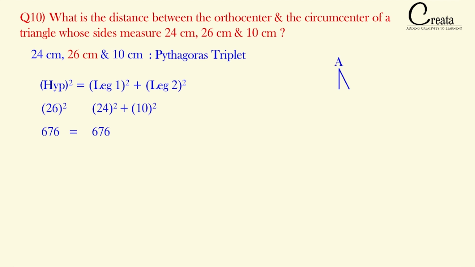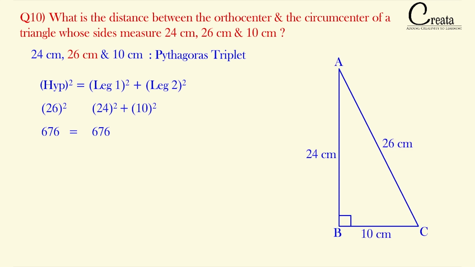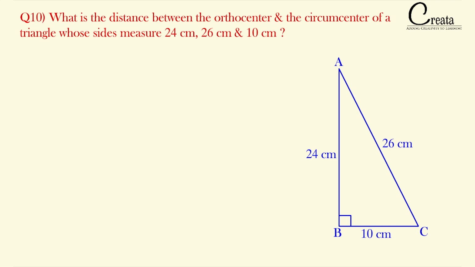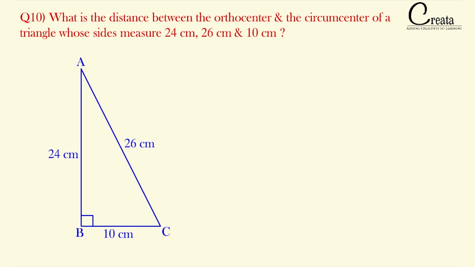Let's do so. This is a triangle ABC with the side hypotenuse as 26 centimeter and the two legs of this triangle as 24 centimeter and 10 centimeter. Now we got a right angle triangle, and for this triangle we have to find the distance between orthocenter and the circumcenter. So firstly we will locate the orthocenter and the circumcenter. We know for a right angle triangle, orthocenter lies on the vertex of the triangle. Which vertex? The vertex which is having the 90-degree angle. So for this triangle ABC, the vertex B will be the orthocenter.